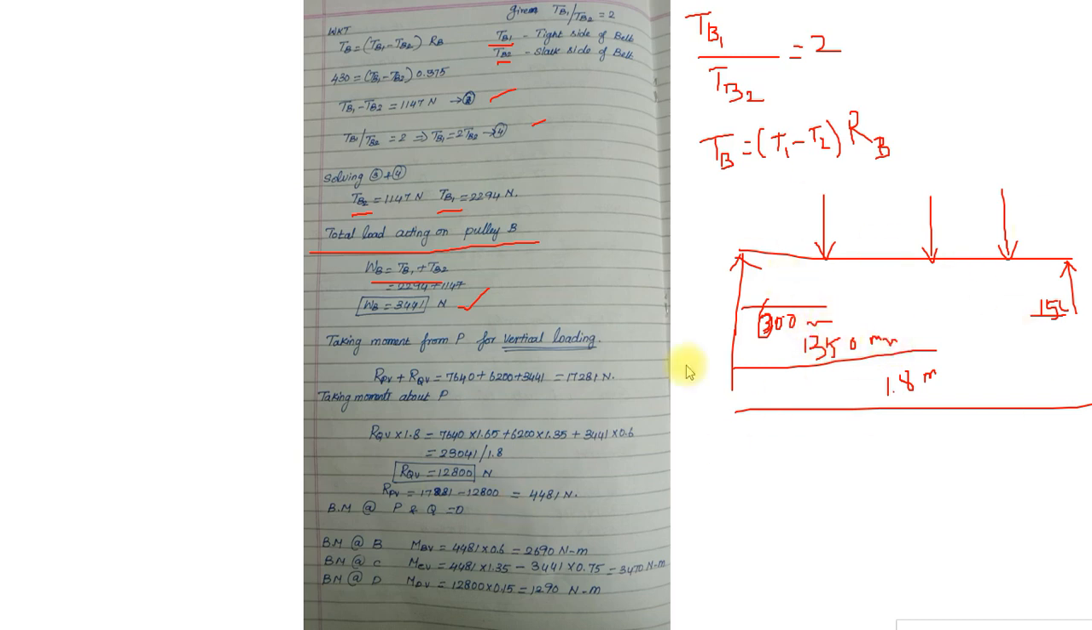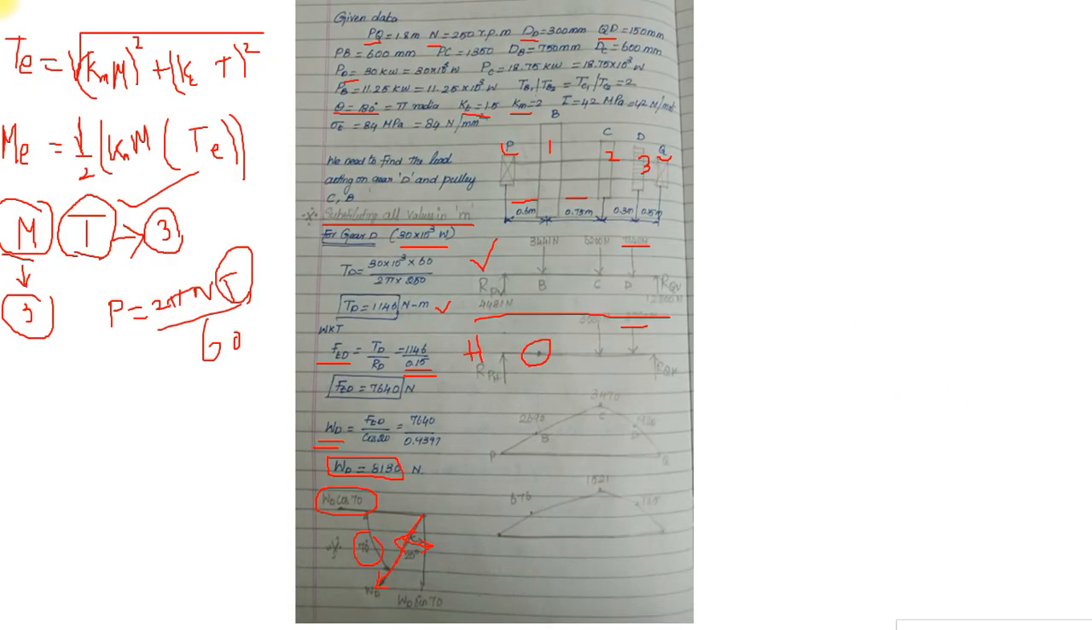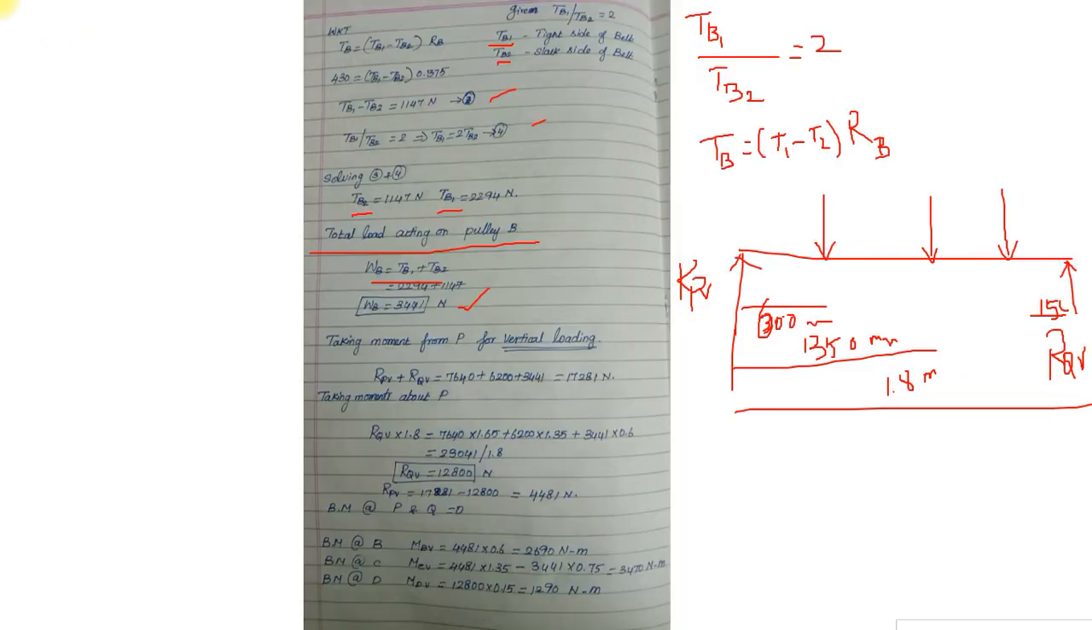This is the actual vertical load which is acting on a particular thing. So this would be RPV and this would be RQV, because it is a vertical loading. So I know that obviously I can write it here: this is 3441, this is 6200, and this is 7640. This is the load which is acting at the particular points B, C and D.